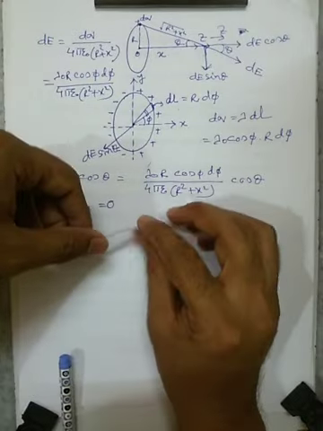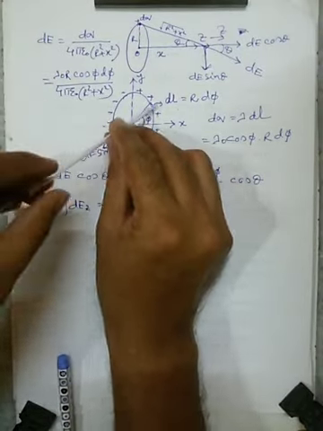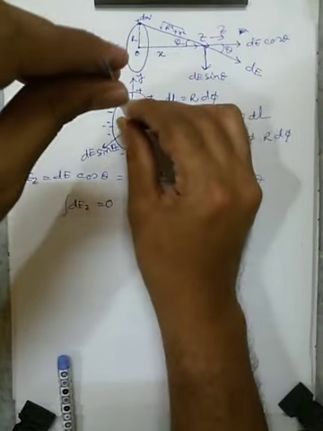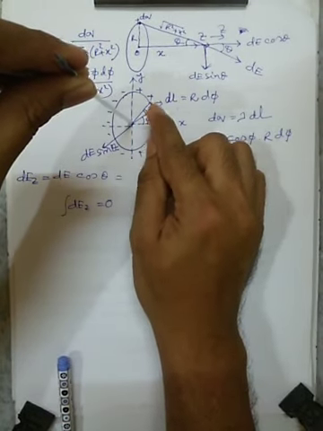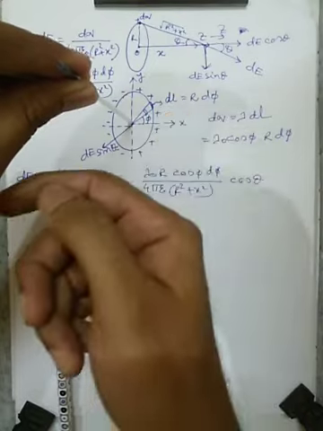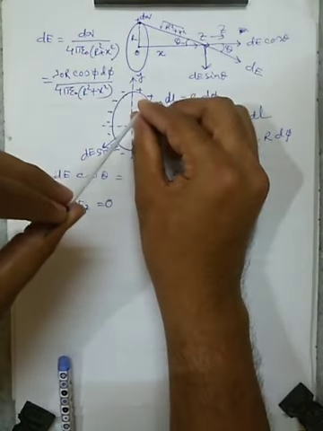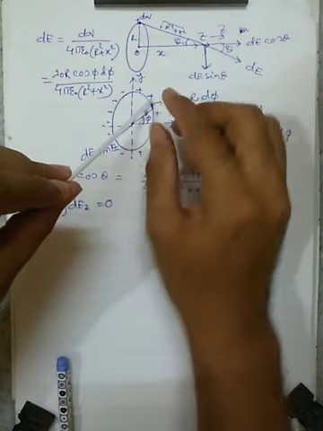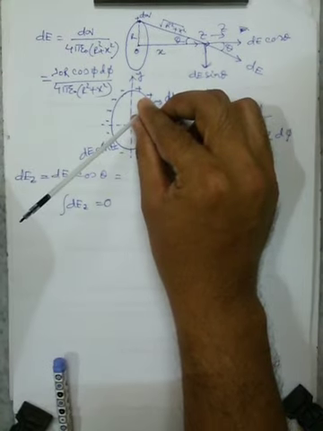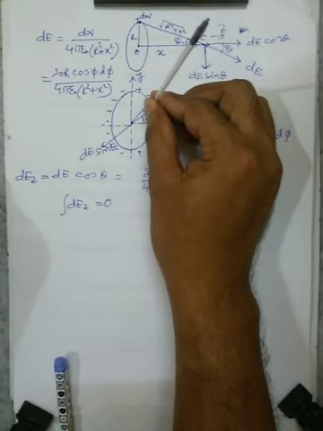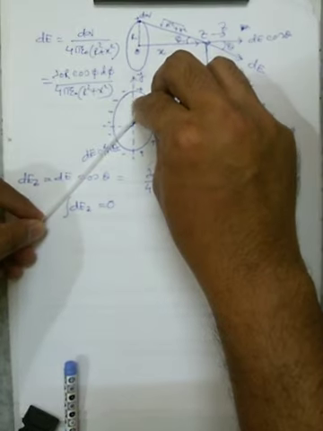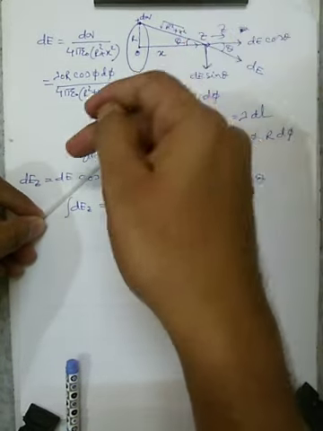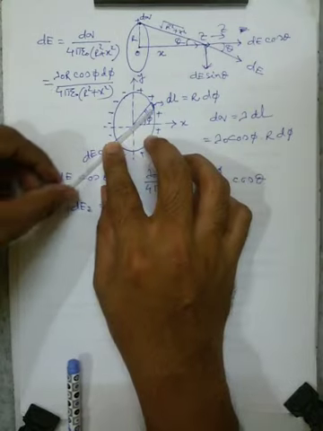Try to understand this again. This is dE. Due to this charge distribution, we are finding the electric field at this point. At this point the electric field is directed away due to positive charge. So this is dE. Then dE has a component dE cos theta along this direction, and dE has a component dE sin theta along this direction. dE cos theta and dE sin theta should be perpendicular to each other.